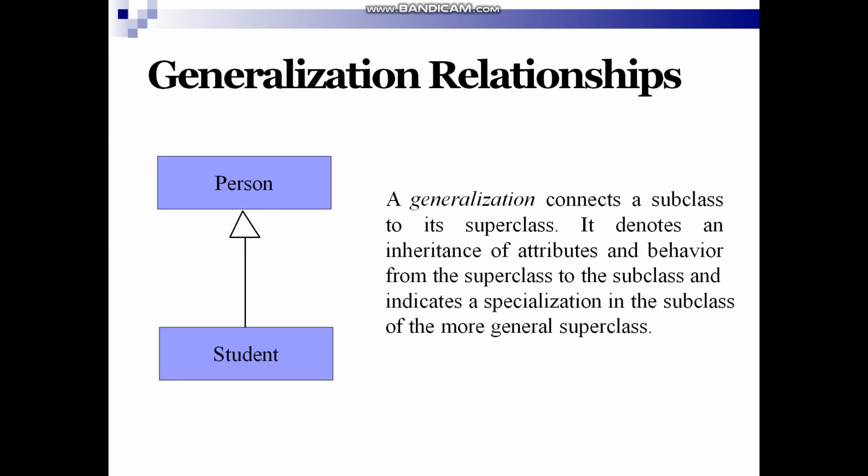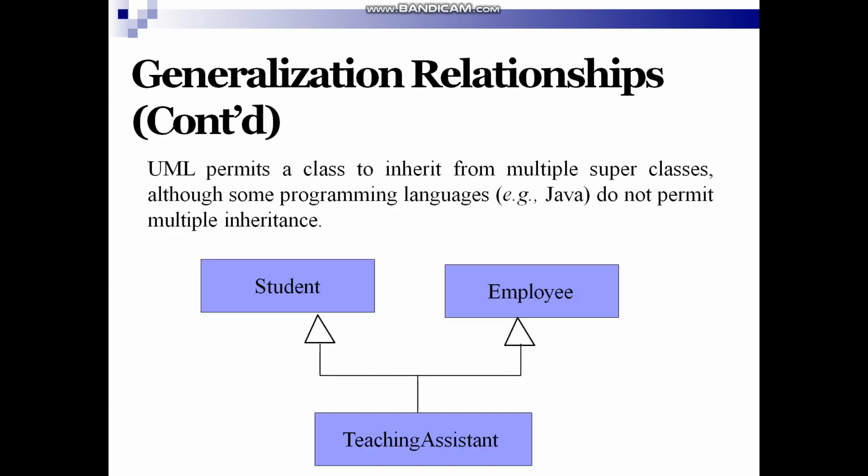Generalization. Between a person and a student, there is a symbolic representation called generalization. A generalization connects a subclass to its superclass. It denotes an inheritance of attributes and behavior from the superclass to the subclass and indicates specialization in the subclass of the more general superclass. This is the symbolic representation of generalization. UML permits a class to inherit from multiple superclasses, although some programming languages, such as Java, do not permit multiple inheritance.